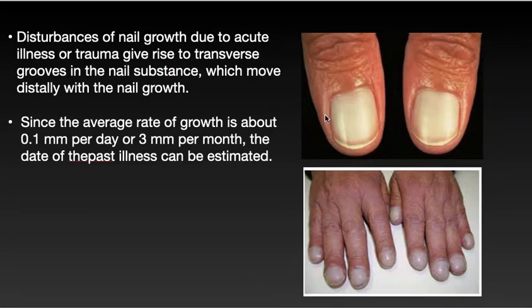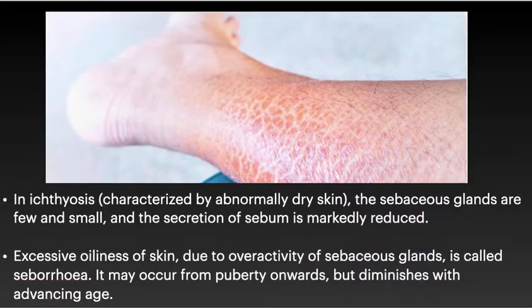Disturbance of nail growth due to acute illness or trauma gives rise to transverse grooves in the nail substance which move distally with the nail growth. The average rate of growth is about 0.1 mm per day or 3 mm per month. The date of the past illness can be estimated by it.